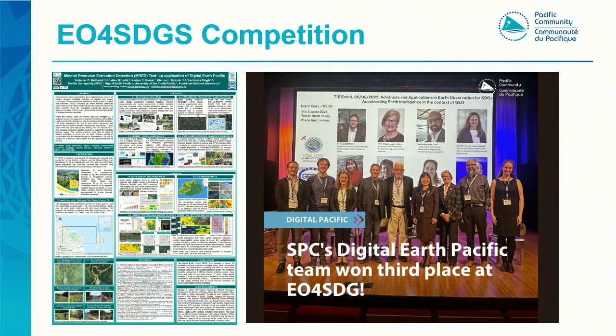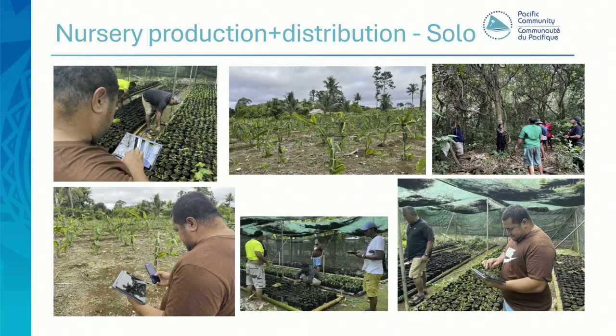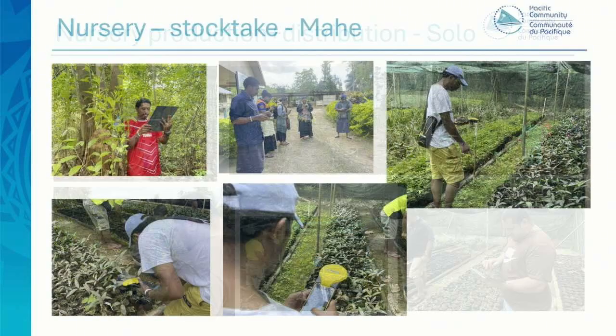The other case study was forestry, and what we found was that the participants in Tonga were most interested in the QField tool because they could use it for their own specific projects. And so Lotte in forestry was interested in doing coconut inventories, so she built a form just for coconut inventories. Tusolo was interested in the nursery production and distribution, so he built a form just for that.